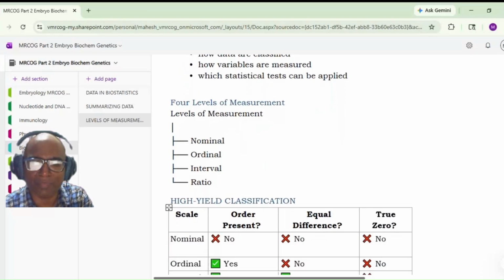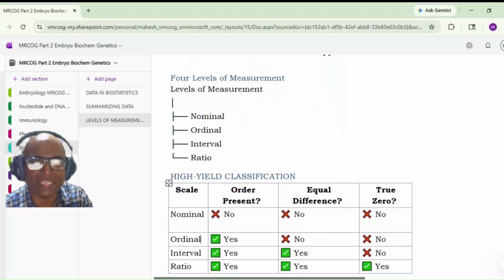Now let's see about the nominal. Nominal variables, we have seen, are just the categories itself. Is there any intrinsic order? There is no intrinsic order. There is no equal difference between the two, and there is no true zero. In the nominal, it's just the categories like color of the eyes, religion, sex. These are just the nominal data. There is no order, there is no equal difference, there is no true zero.